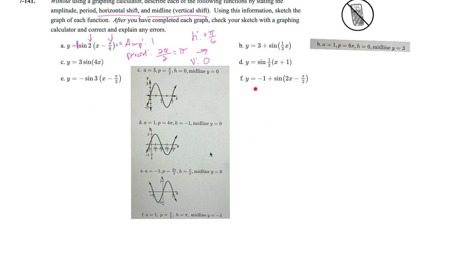D, E. And then when you get down to F, this is where it starts to get a little weird. So let's take a look at F here. First thing that I'm going to point out is that the answer key actually has these two flipped. So these two answers are supposed to be flipped. My period is supposed to be pi, and my horizontal shift is supposed to be pi over 4.